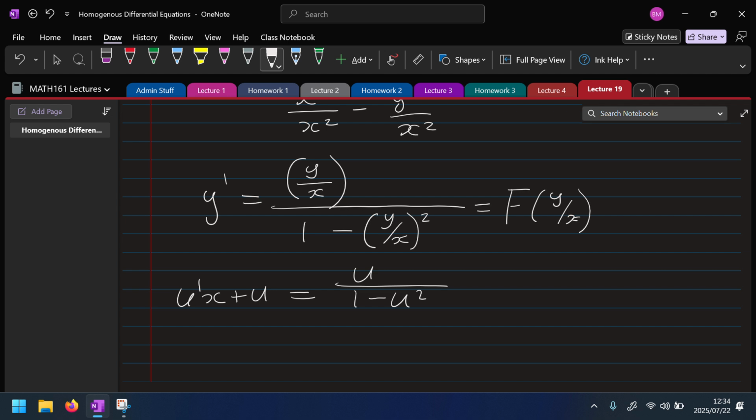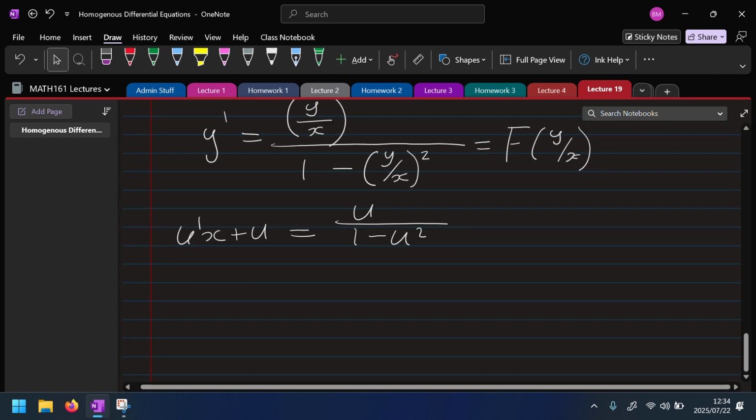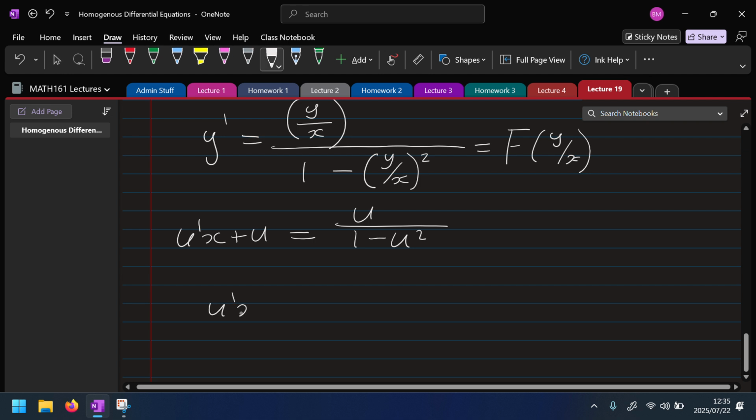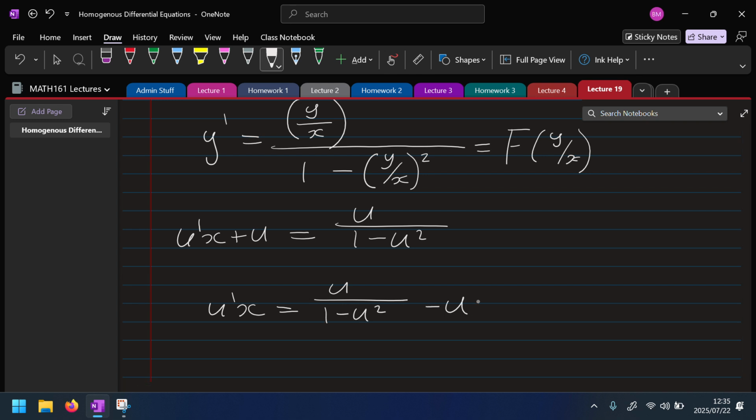Okay, now again, we look at this and we try and solve it. Again, this is a first order differential equation in u, and it is non-linear, right? We've got u over 1 minus u squared. So we're going to have to try to do some simplification. Let's take the u over to the other side and try and simplify that. So u over 1 minus u squared minus u. Okay, so the idea is hopefully we can simplify this to something that's easier to work with.